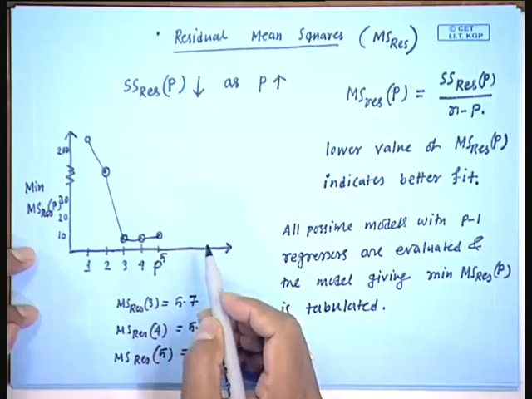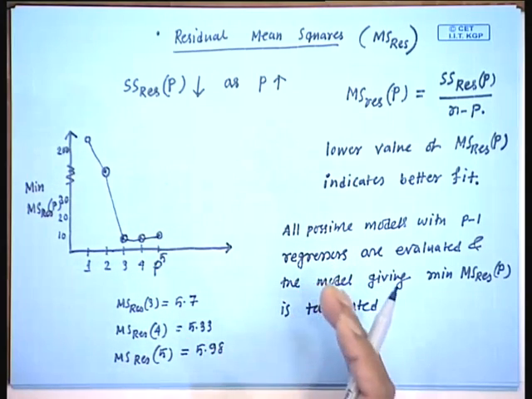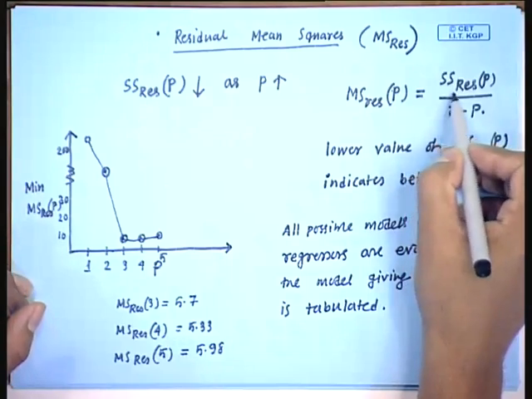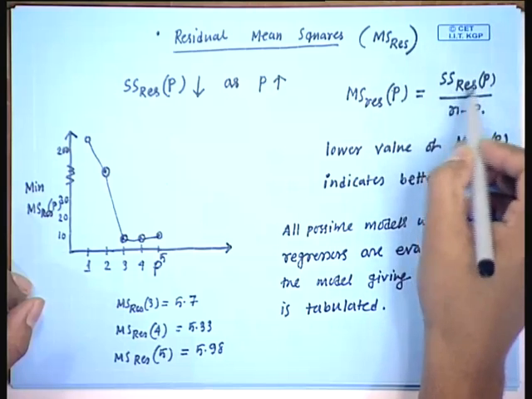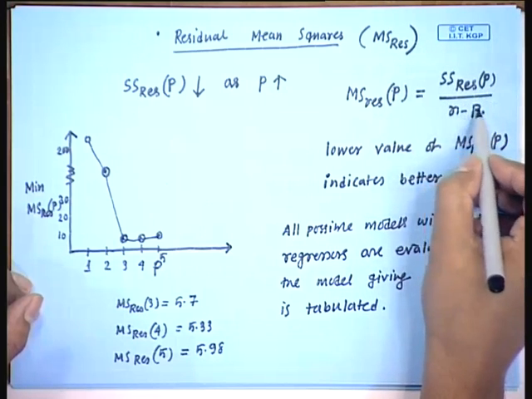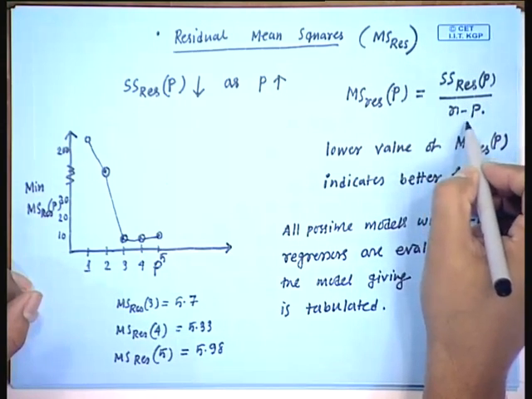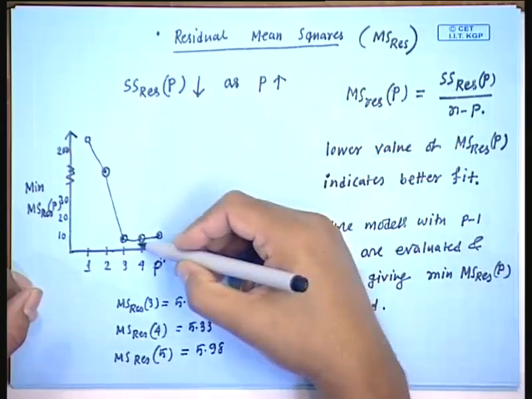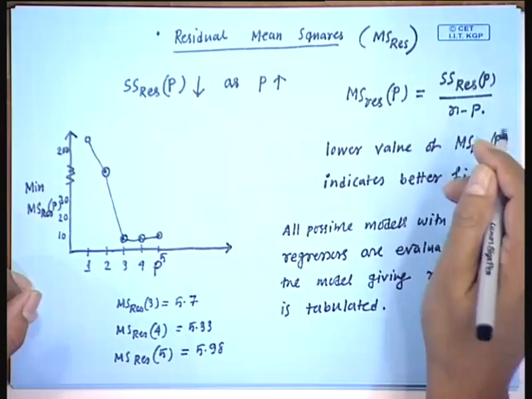Okay. So, if the newly added regression variable is not relevant to the response variable, then the reduction in SS residual is not sufficient to compensate the 1 degree of freedom loss in the denominator. That is why MS residual increases also for some time.